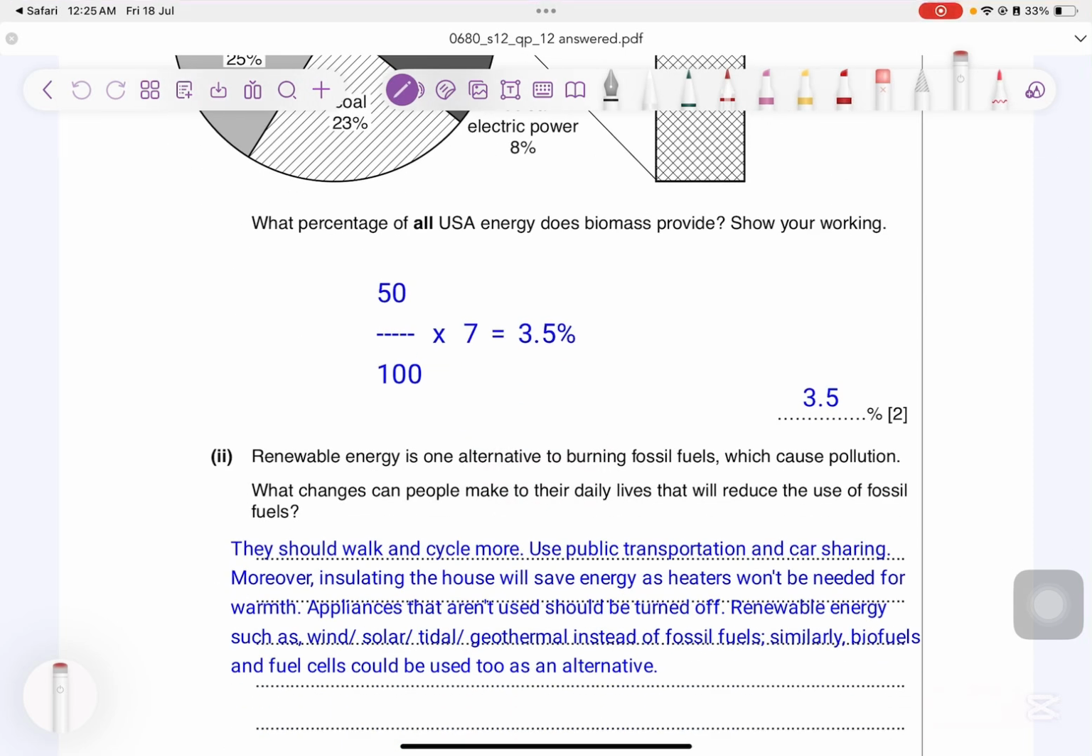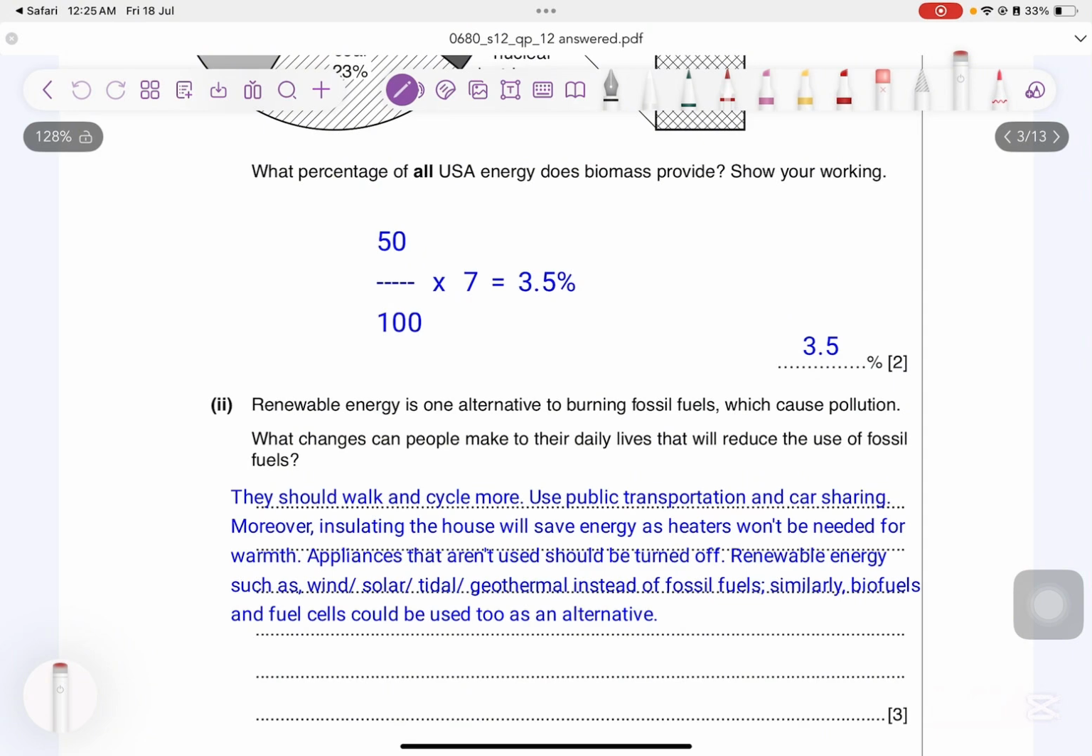Renewable energy is one alternative to burning fossil fuels, which cause pollution. We spoke about fossil fuels. Fossil fuels release carbon dioxide and sulfur oxides.